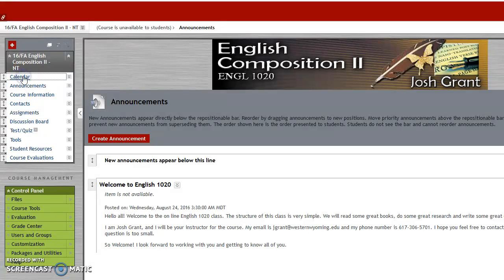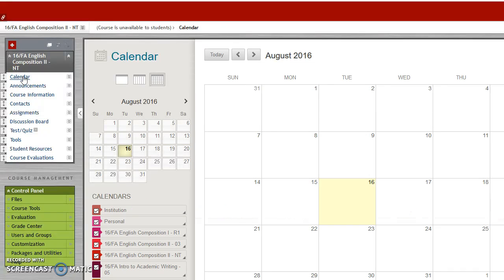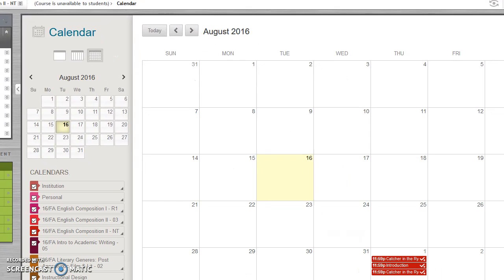So here's the calendar. It just shows what's coming up, what's due. If you notice, the first thing that's due is on Thursday, the 1st of September. You'll have 3 assignments due. One will be a reading assignment, one will be just introducing yourself, and one will be a discussion post. Well, the introduction will be a discussion post, and then this bottom one will be a discussion post about the reading we've done. So that's the calendar.